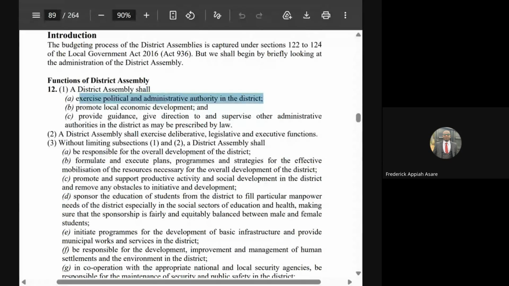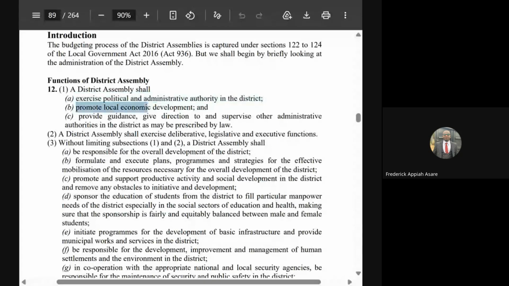So the district assembly, the leader of the district assembly, that is the DCE, the district chief executive. The DCE will act like the president in the district. And the role that he will play or the function is that they will exercise political and administrative authorities in the district. So if things are not going well in the district, you have to send it to the DCE.